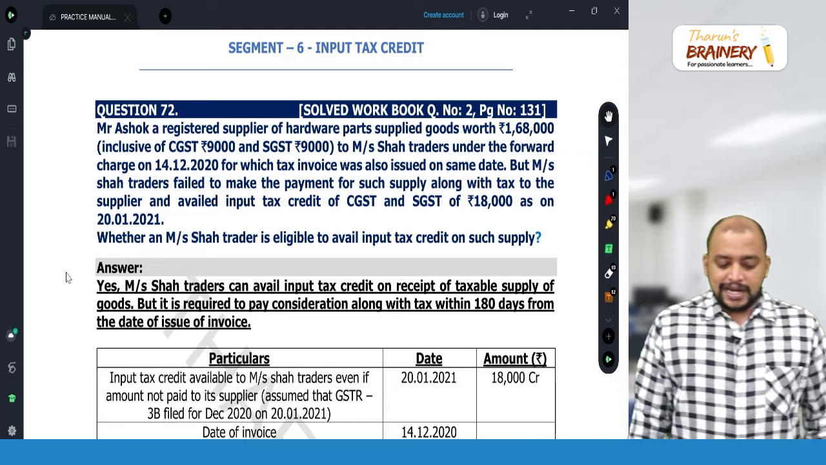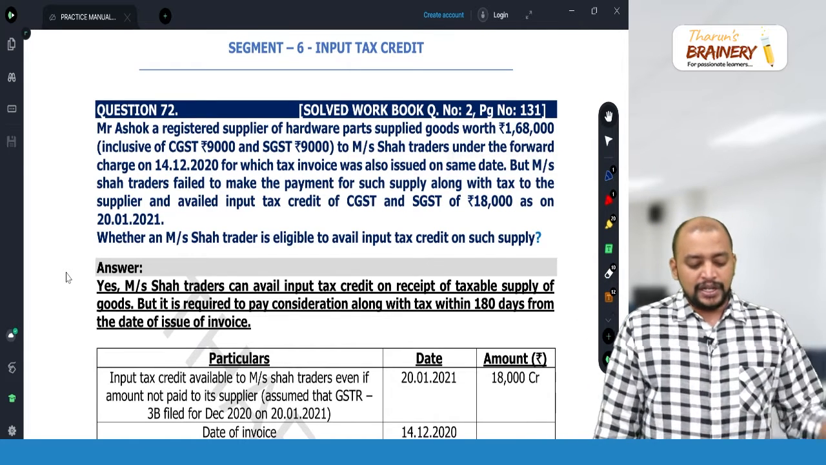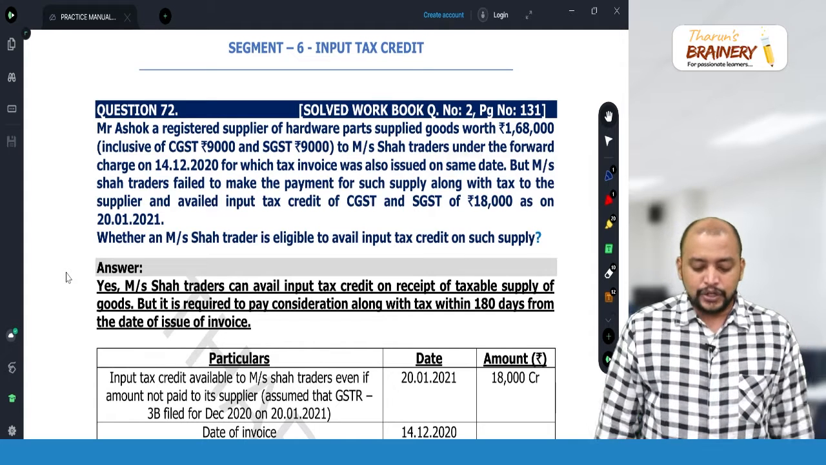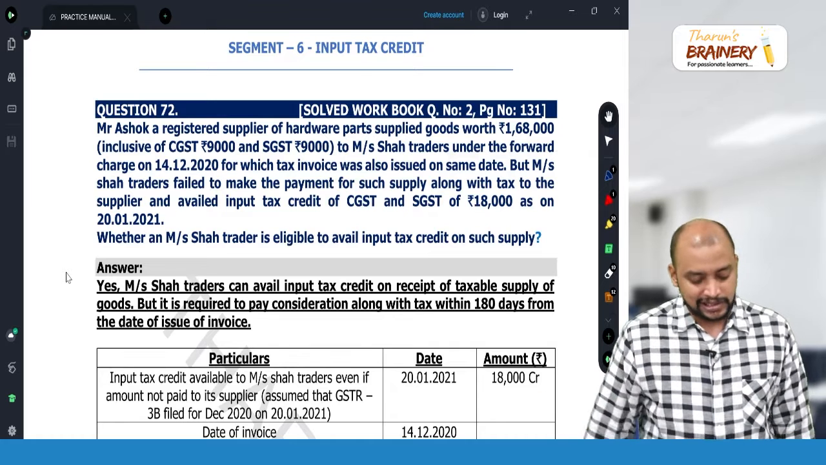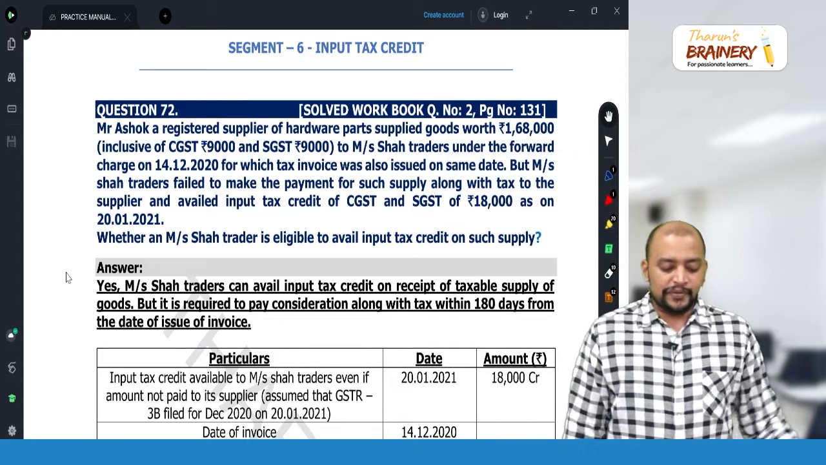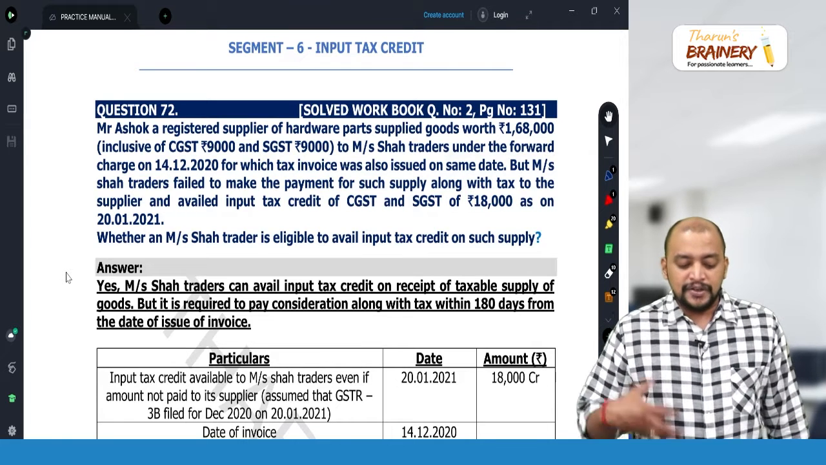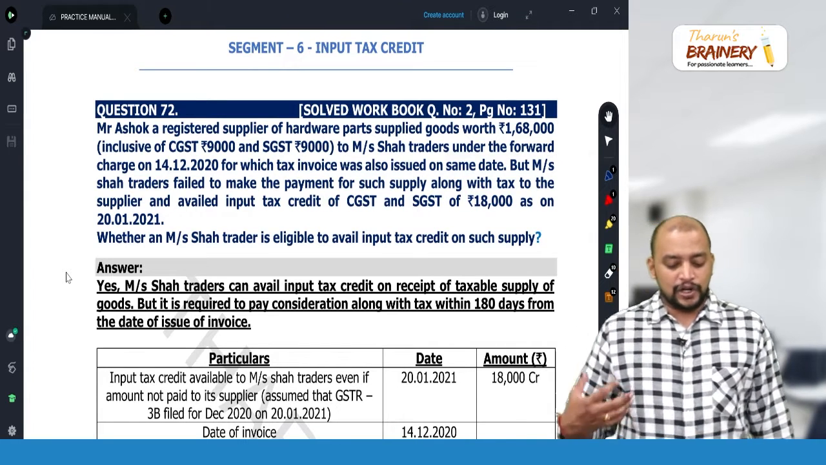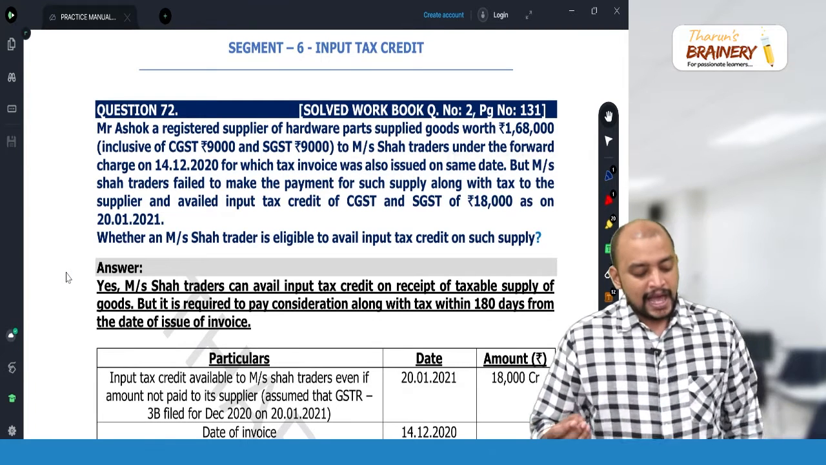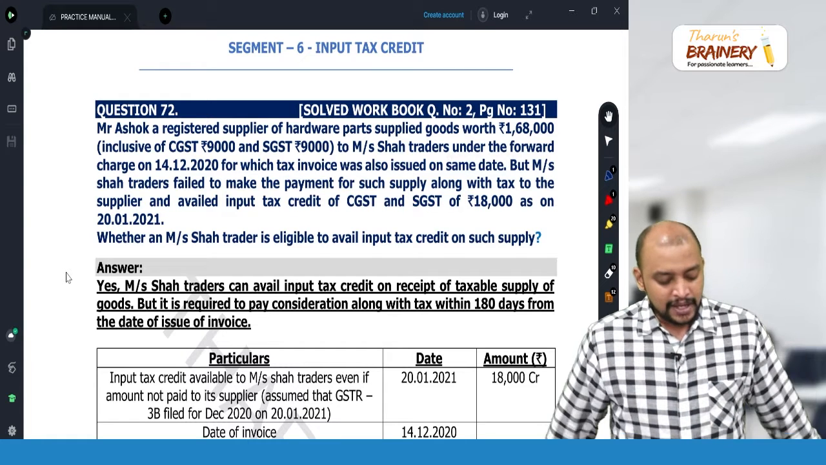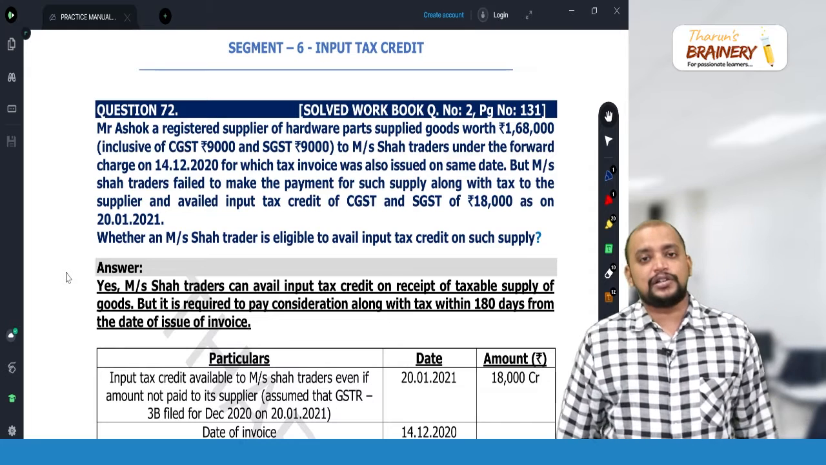Mr. Ashok, a registered supplier of hardware parts, supplied goods worth rupees 1,68,000 inclusive of CGST, SGST to Mahesh Shah Traders under forward charge. Forward charge means who will pay GST? Supplier will pay GST on 14/12/2020, for which tax invoice was also issued on the same date. But Mahesh Shah Traders failed to make the payment for such supply along with tax to the supplier and availed ITC of CGST, SGST of 18,000 as on 20/1/2021. Whether Mahesh Shah Traders is eligible to avail input tax credit on such supply.